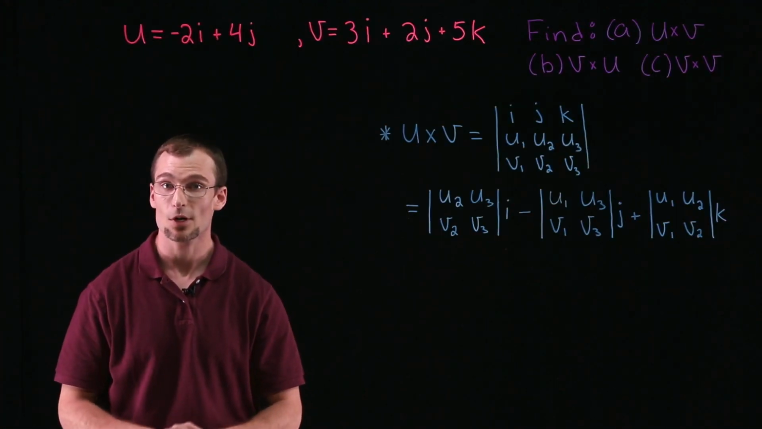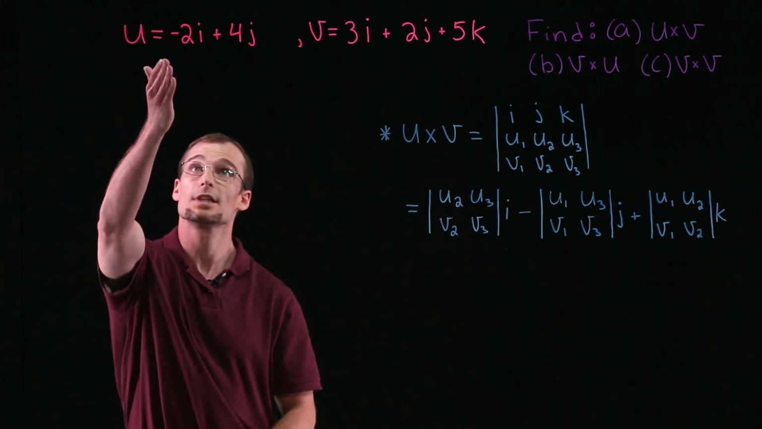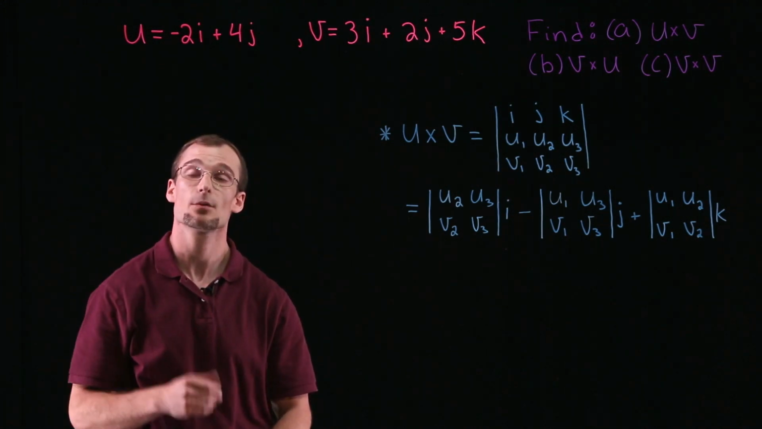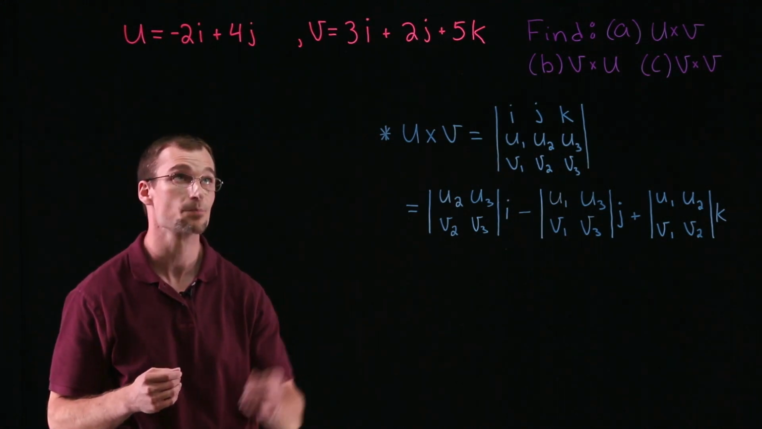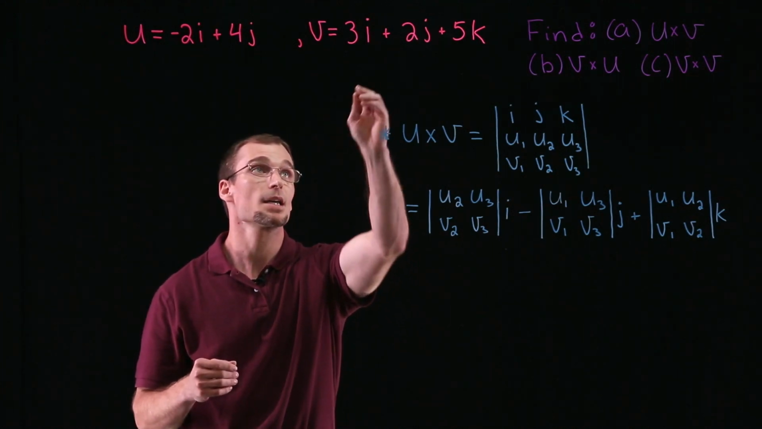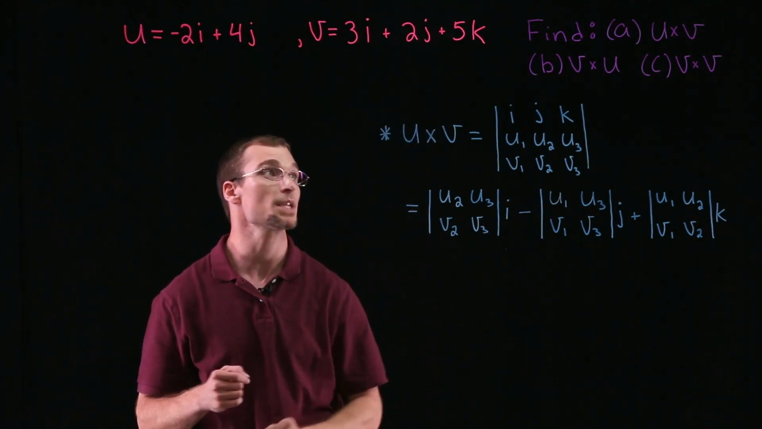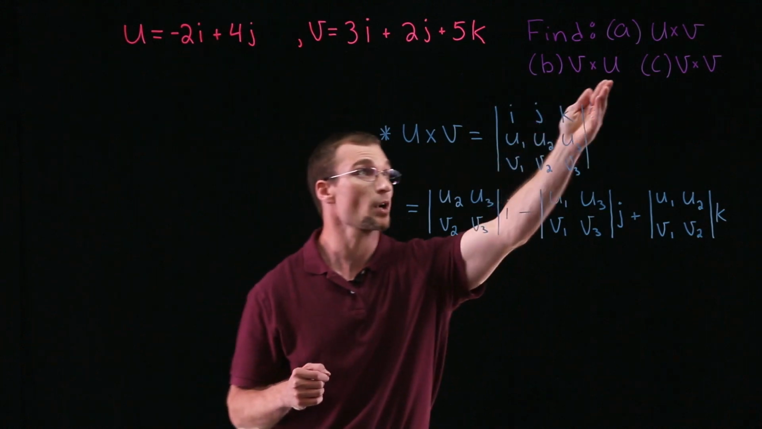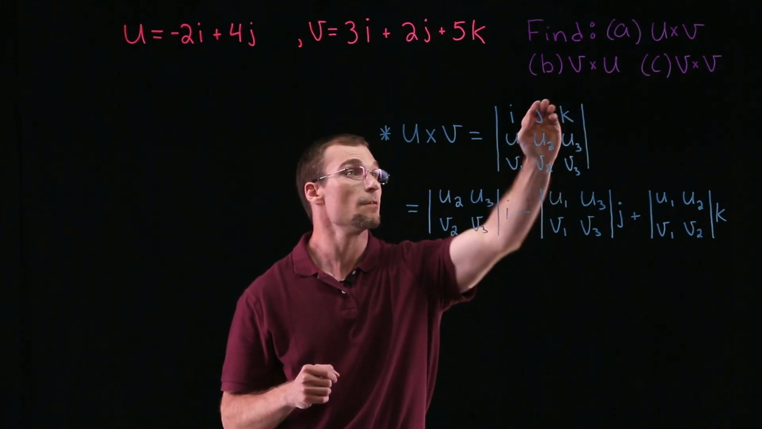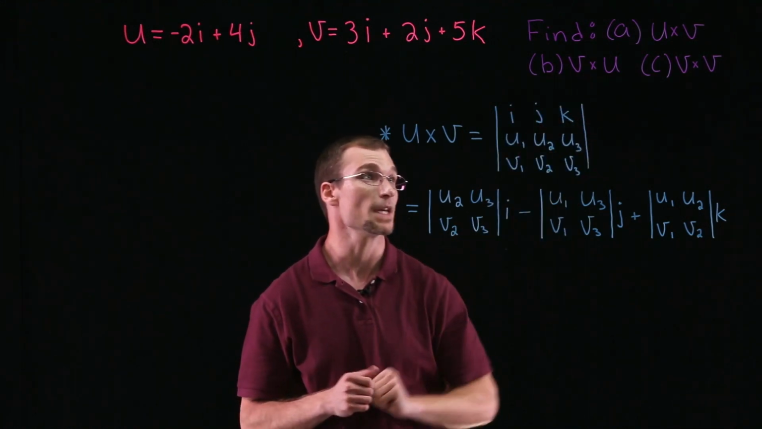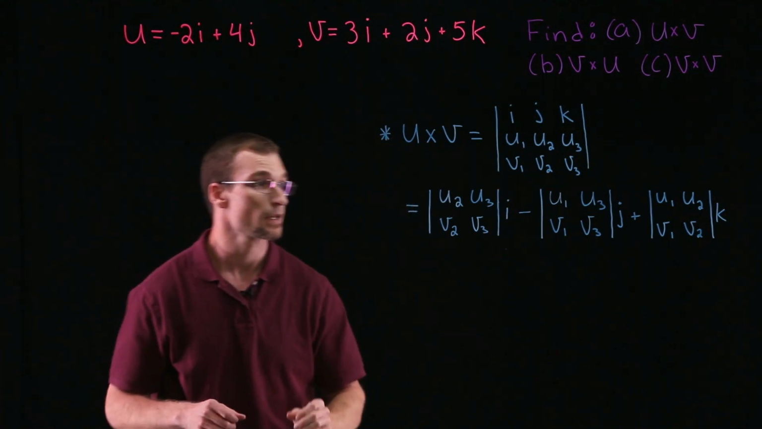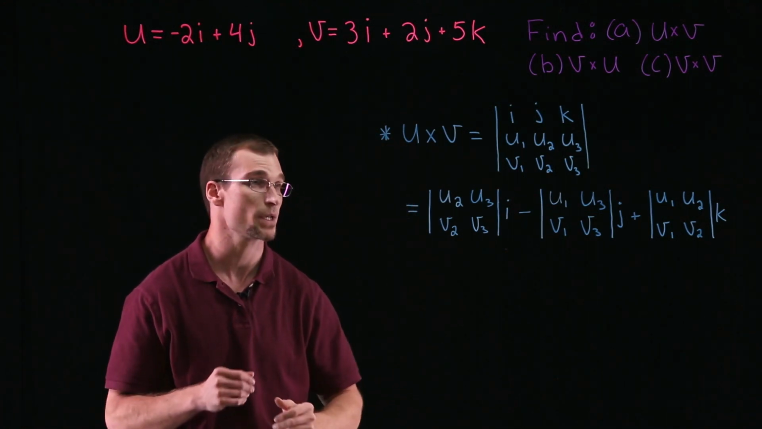Welcome everyone, I'm Adam. In this problem, for our given vectors, say u equal to negative 2i plus 4j, where i and j are unit vectors, and v equal to 3i plus 2j plus 5k, we're going to be finding the cross products u cross v, v cross u, and then v cross v. So before we get started, let's review what our cross product is and how we do it.